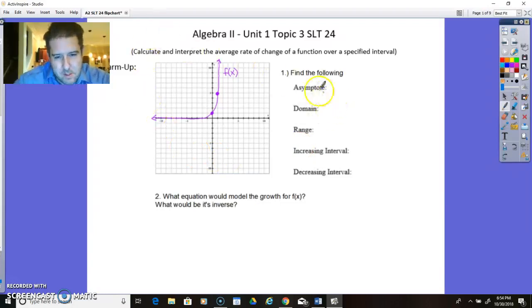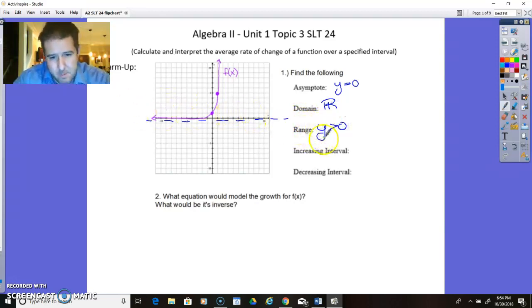We're going to start off with a question similar to one I did in a prior video. This is an exponential function, and the reason I know is because it has a horizontal asymptote, a line it's never going to reach, which is at 0. So that's y equals 0. The domain of this function is going left and right infinitely, and the range is everything above 0. The entire function is above 0, which is why it's an asymptote. It's increasing the entire time, so x can be anything, and it's never decreasing. What equation would model the growth of f of x, and what would be its inverse?